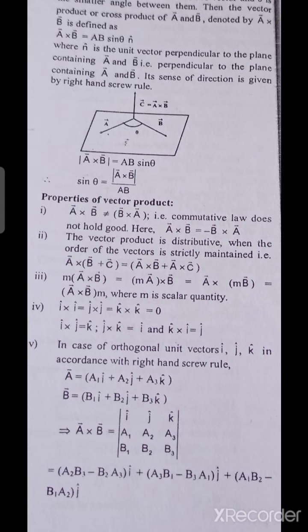So the formula is A vector cross B vector is equal to AB sin theta n cap. Okay, wow. So how to find sin theta in this? As given in the diagram, sin theta is equal to modulus of A vector cross B vector divided by AB. Here also some properties are discussed.